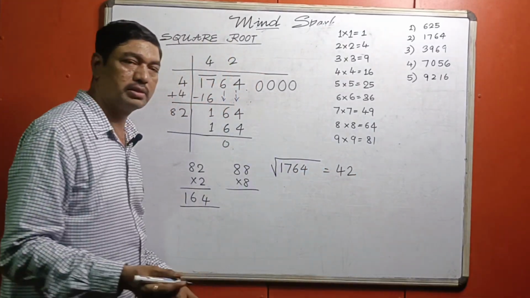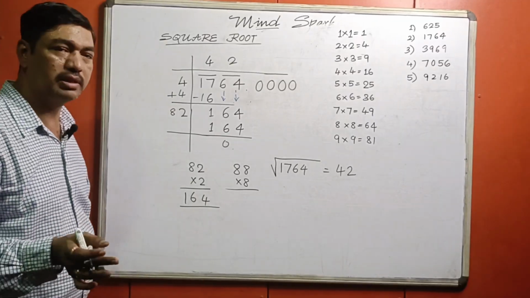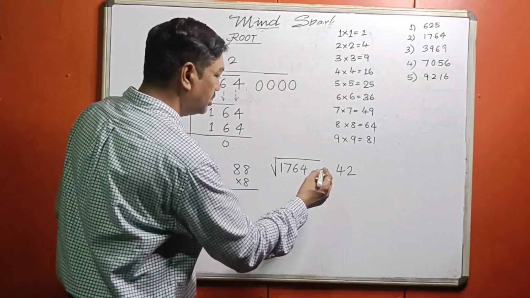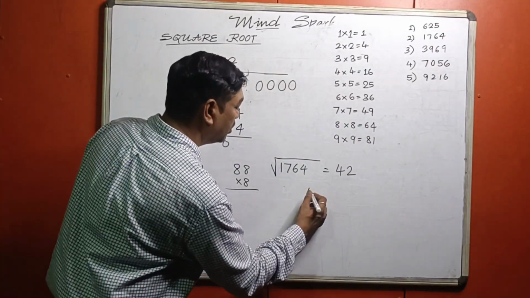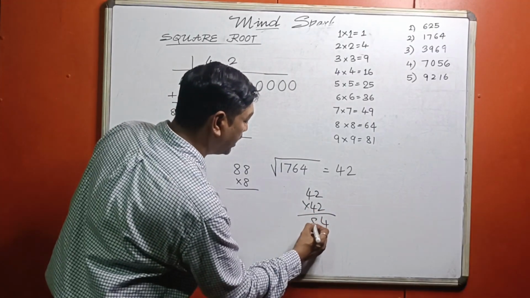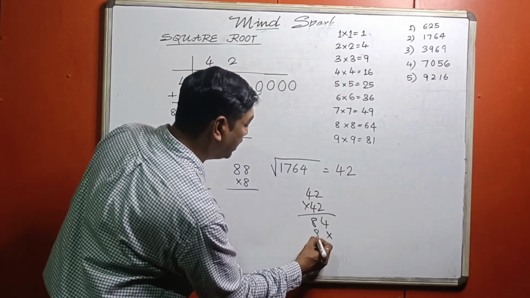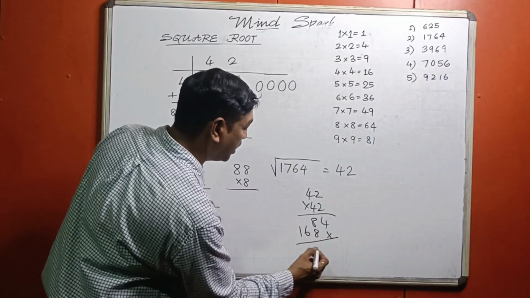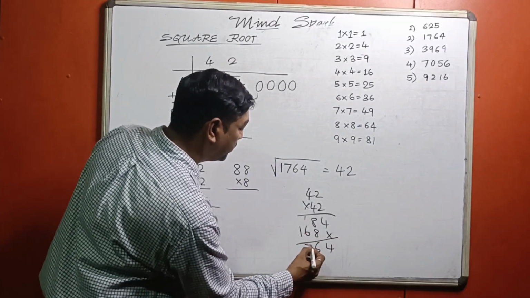If you have time after writing in the examination, you can check this by multiplying 42 into 42. 2 twos are 4, 2 fours are 8, 4 twos are 8, and 4 fours are 16. You can see here 1764. See, you can get that.